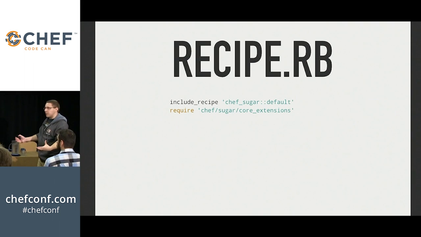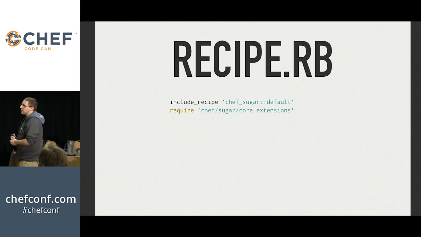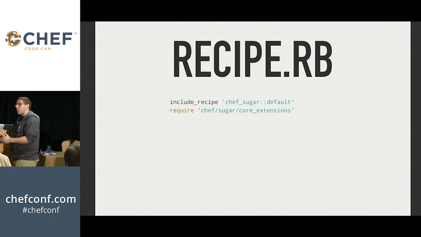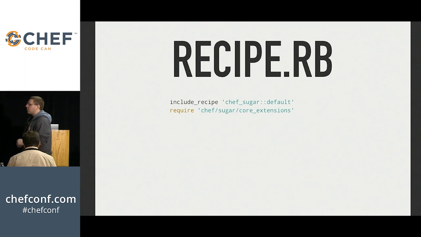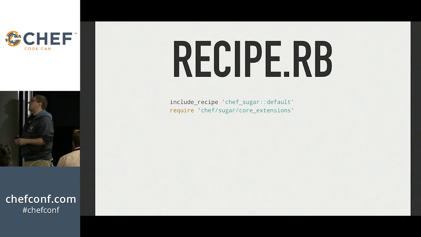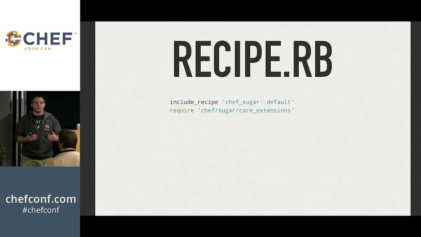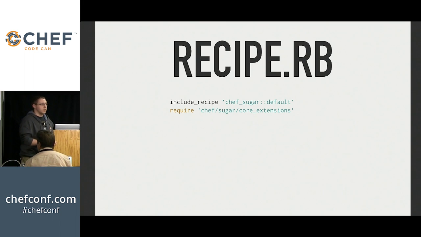So this is my recipe, and I want core extensions. If I just include Chef Sugar::default, that's going to install Chef Sugar for me. It's awesome. It's going to require it too. But if I want the core extensions for version comparing, I actually have to require that. That's a thing that I, as a user, need to opt into because that could conflict with other things in my code base, especially a very large one.